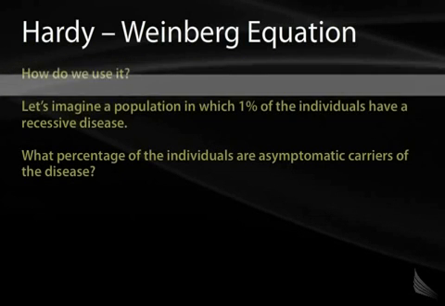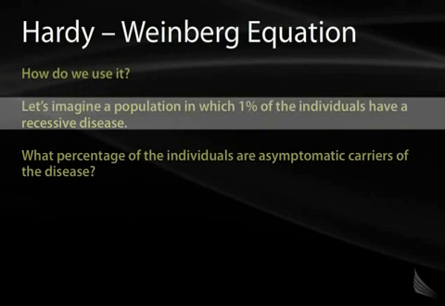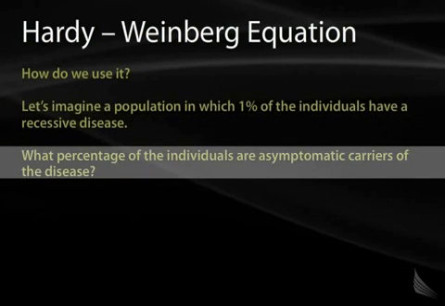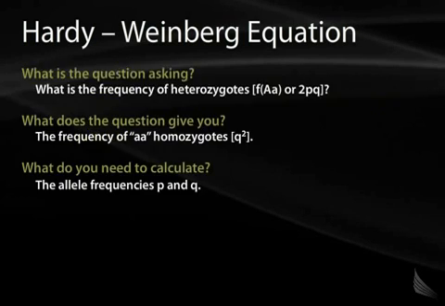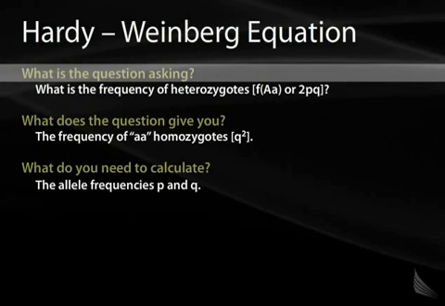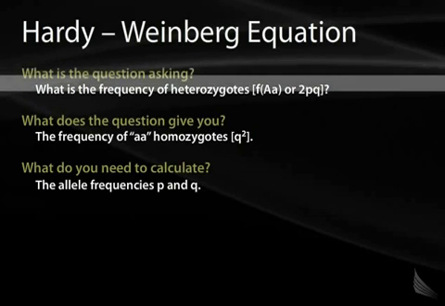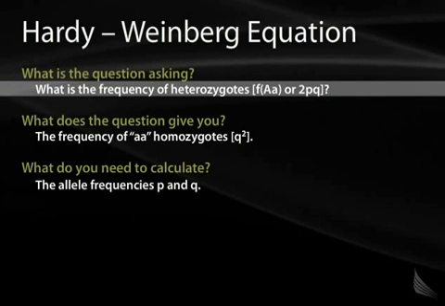Now how do we use it? Let's imagine a population in which 1% of the individuals have a recessive disease. What percentage of the individuals are asymptomatic carriers of the disease? Interesting question. So first, what is the question asking? It's asking for the carrier frequency, right? And in a recessive disease, that means heterozygosity, right? So the question is asking, what is the frequency of heterozygosity? Or what is 2pq, right?